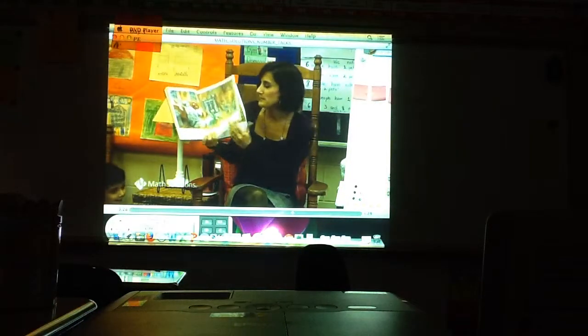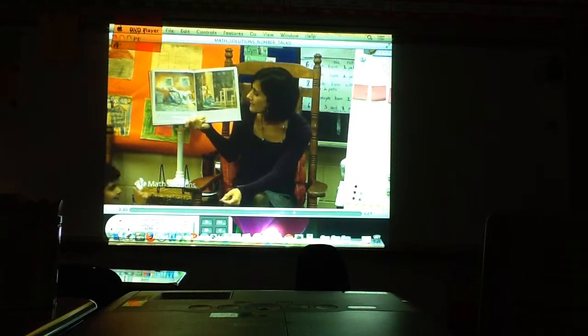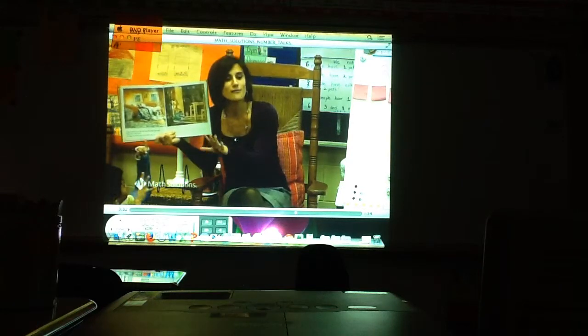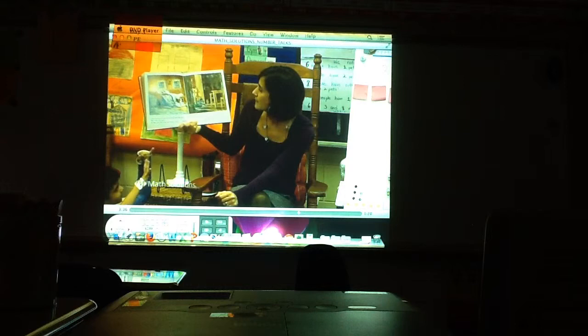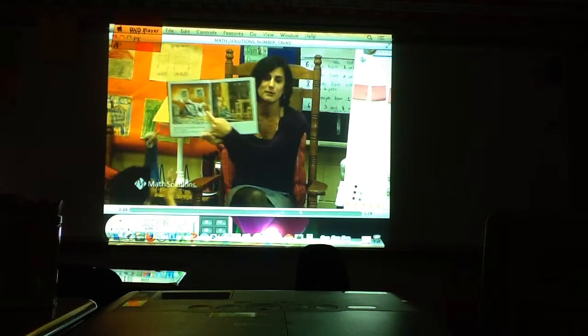All right, ready? There were 6 in the bed, and the little one said, roll over, roll over. So they all rolled over, and Rabbit fell out. Bonk. Look, he bonked his head.